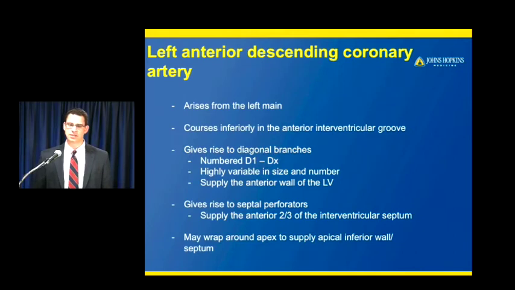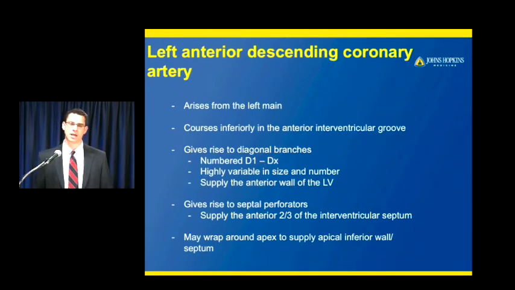It arises from the left main, as we saw. It courses inferiorly in the anterior interventricular groove between the right and left ventricles. It gives rise to diagonal branches, and these are numbered 1 through however many you have. So generally on cardiac CT, when we're reading them, we number the diagonal branches which are large enough for us to evaluate. Usually those are more than 1.5 millimeters or so.